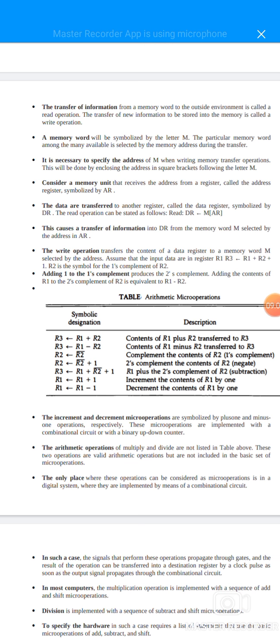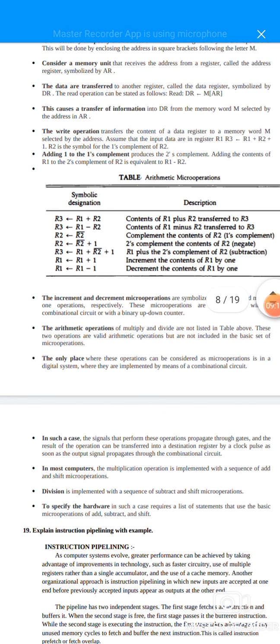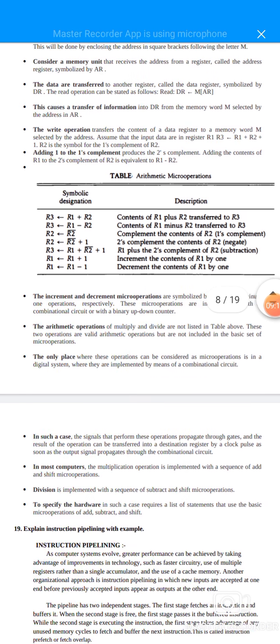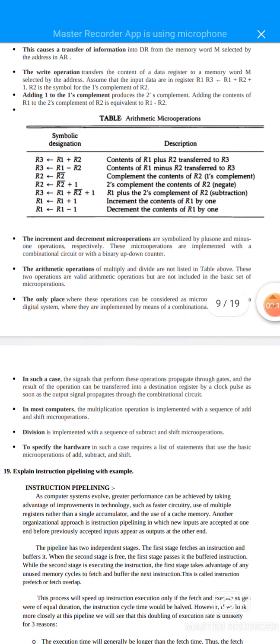The arithmetic micro operations are displayed on the screen, with their symbolic designations and descriptions. The increment and decrement micro operations are symbolized by plus 1 and minus 1 operations respectively. These micro operations are implemented with a combinational circuit or with a binary up-down counter.